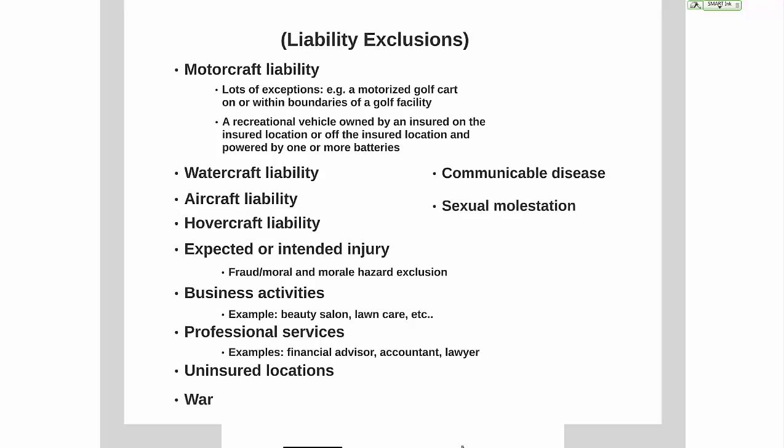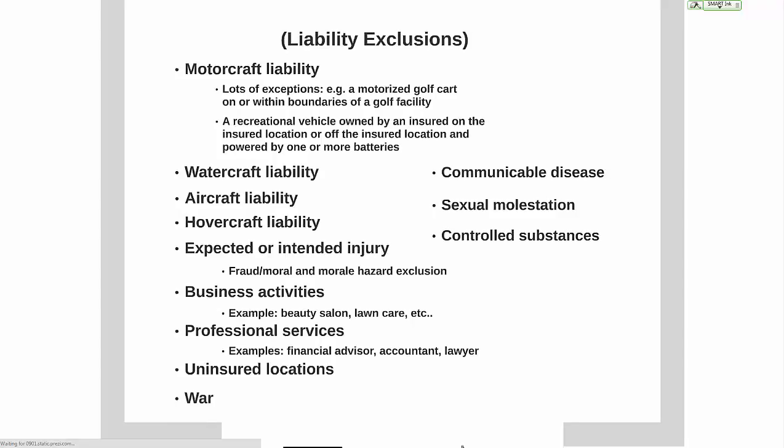Sexual molestation, which was an exclusion added when courts interpreted damages from sexual molestation as being unintended and therefore not excluded under the expected or intended injury exclusion, and liabilities resulting from controlled substances.